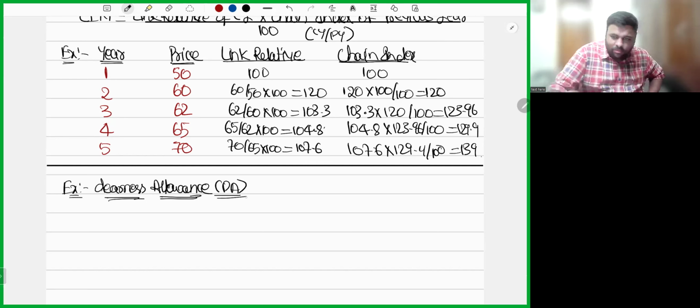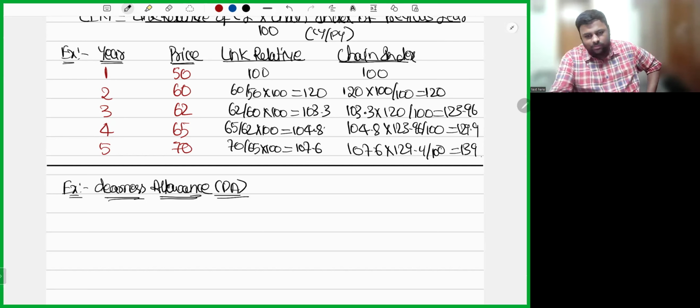This will be given to employees to maintain their standard of living. Instead of changing their basic salary, they'll give them dearness allowance. It's a very old one, I guess three years have passed since I took this math, and I've changed it now. So dearness allowance is something paid to employees to maintain their standard of living. That concept we need to study.